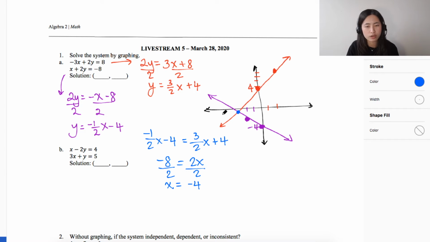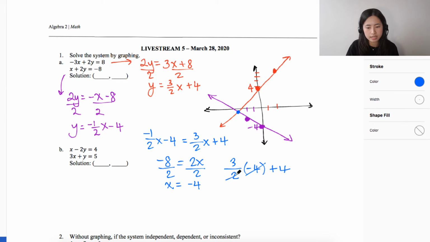So in order for you to find the y coordinate when x is equal to -4, you just pick any of the equations. You can pick this or this, it doesn't really matter. And you're going to plug in -4 for x. So you would have, let's say, 3 over 2, I'm just using this equation. Again, there's no preference. So you have 3 over 2 times -4 plus 4.